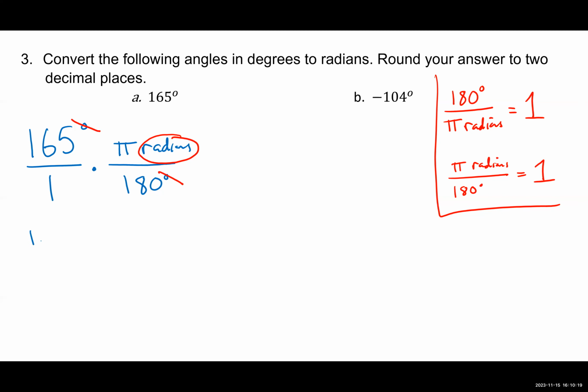So we have 165 pi on top divided by 180. 165 pi divided by 180 radians. This is the exact answer, but we're not looking for an exact answer. We're looking for a decimal. Round your answer to 2 decimal places.